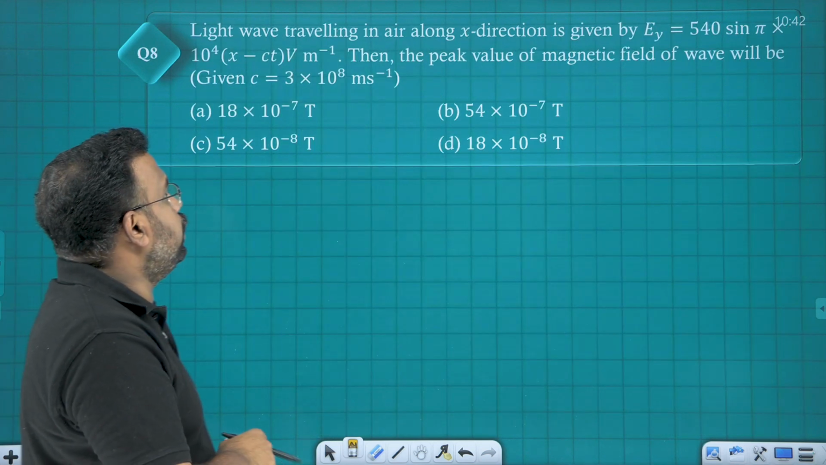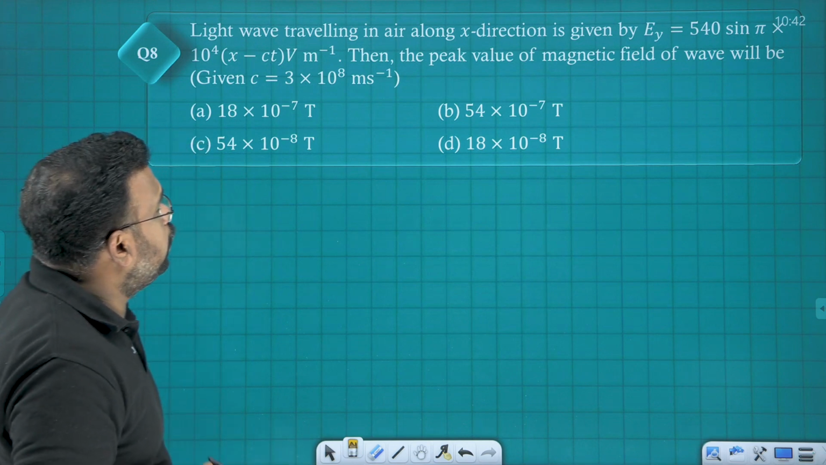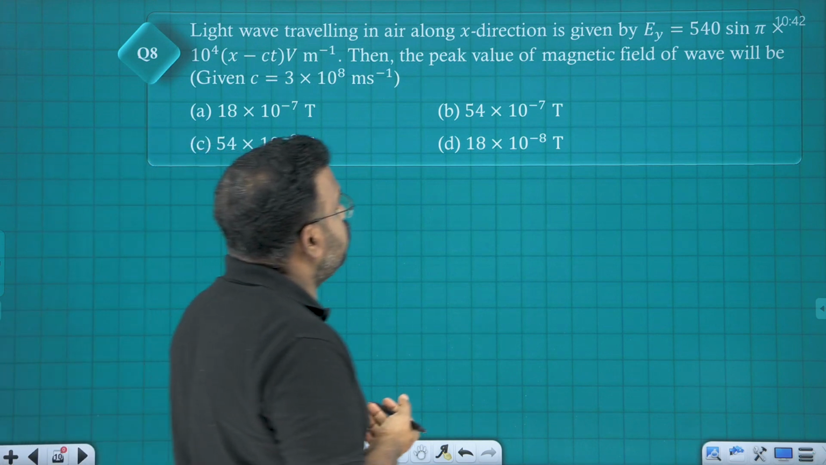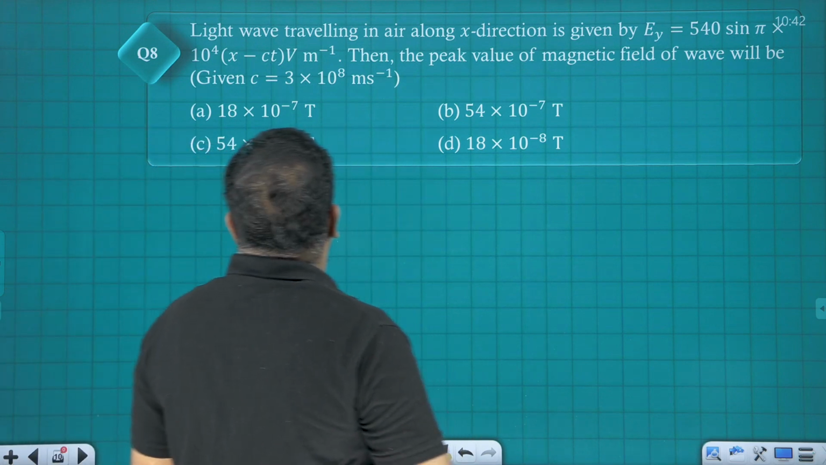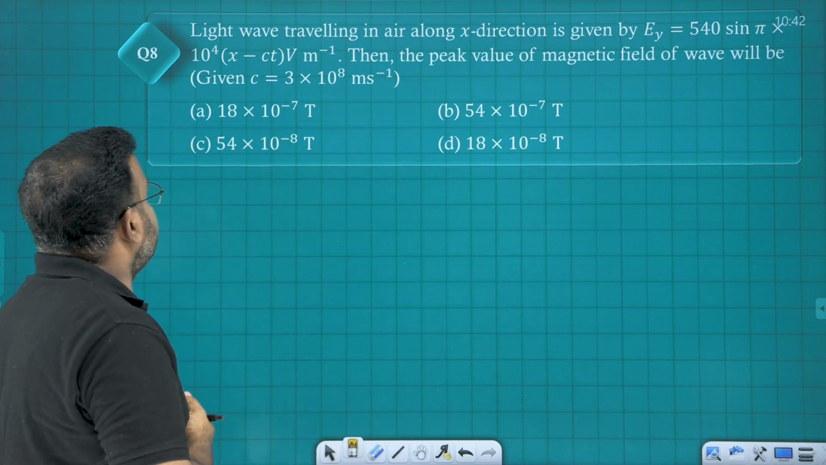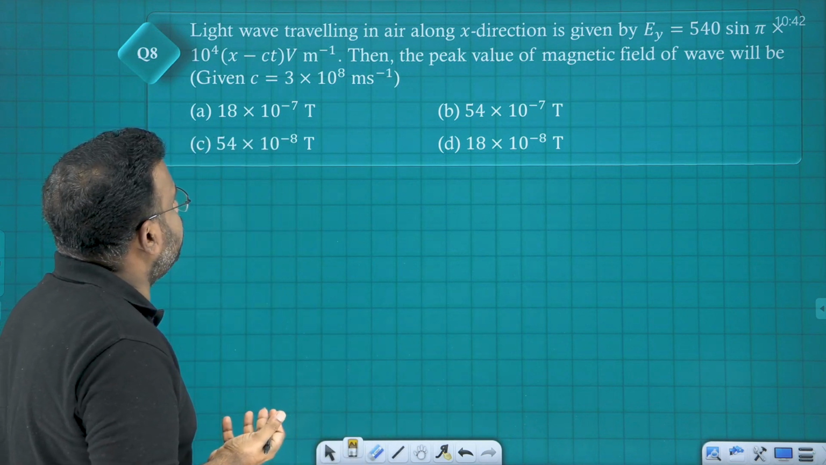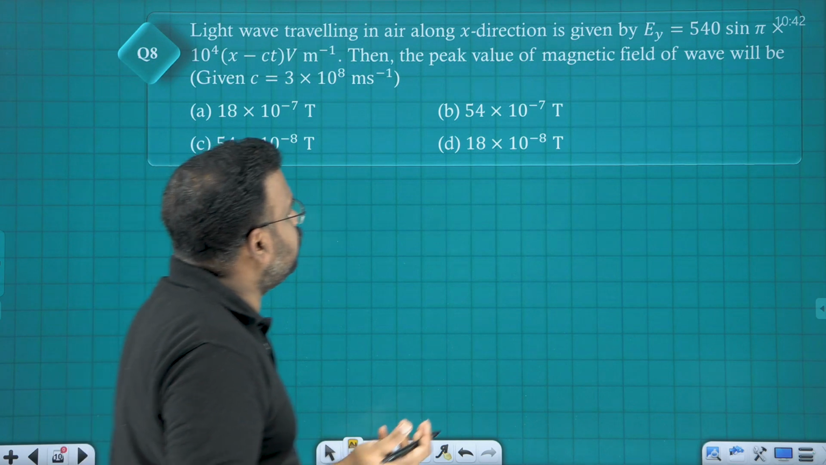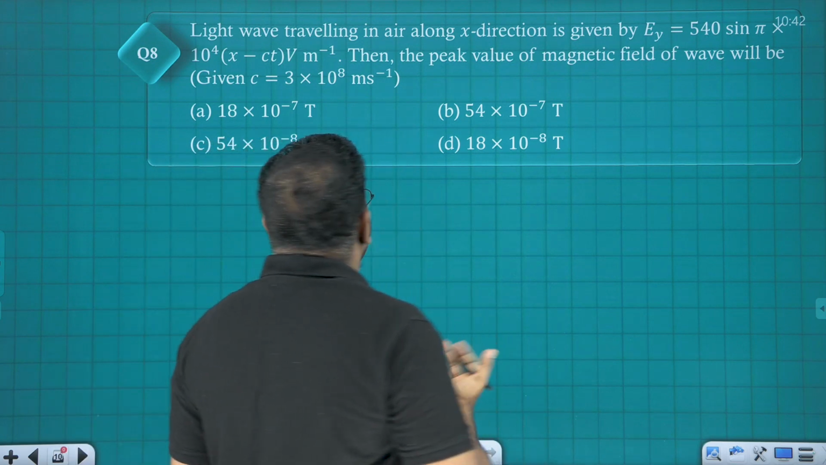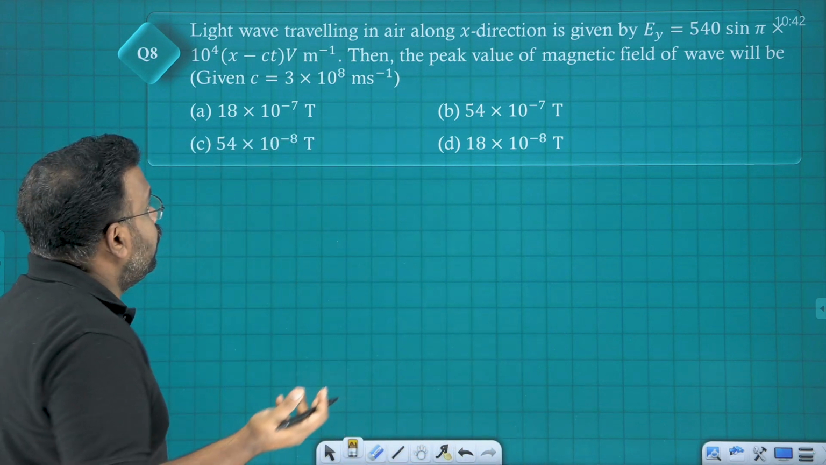A light wave traveling in air along the x direction is given by Ey equal to 540 sin pi into 10 to the power 4 (x minus Ct) volt per meter. Then the peak value of the magnetic field of the wave will be? It's a very simple question.